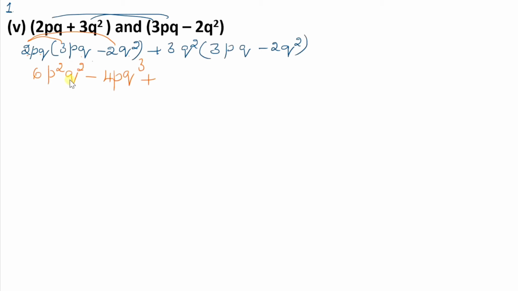Plus 3q square into 3pq. 3 3s are 9. P term we don't have here, here it is p. Q square into q is q cube. Plus of minus is minus, 3q square into 2q square. 3 2s are 6. Q square into q square is q raised to the power 2 plus 2, which is 4. Here we have pq cube.